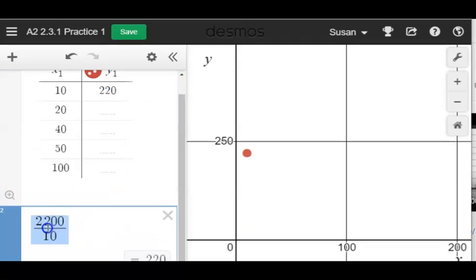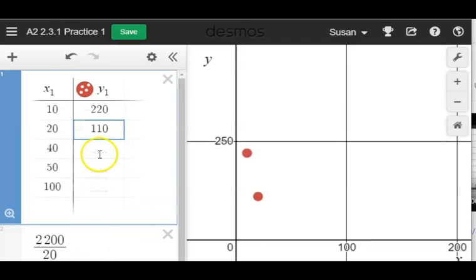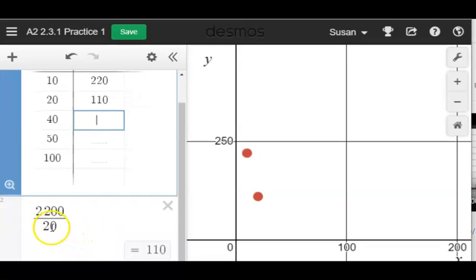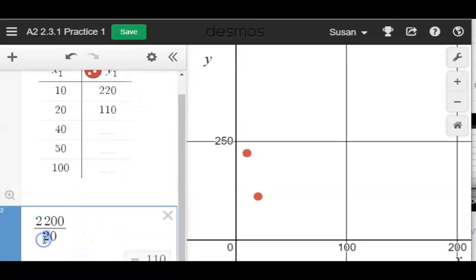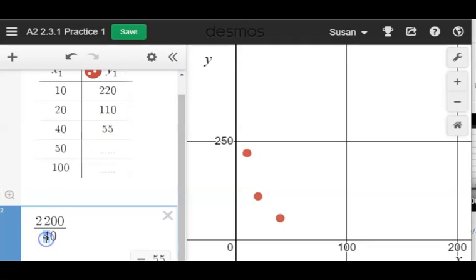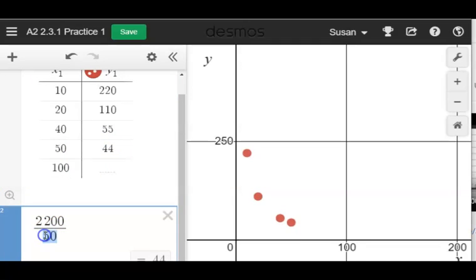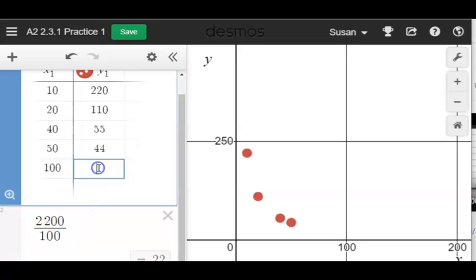All right, so let's do 2,200 divided by 20. And I'm getting 110. And you might notice these points showing up. I'll show you how to fix all that in just a second. All right, 2,200 divided by 40 is 55. 2,200 divided by 50 is 44. And 2,200 divided by 100 is 22.